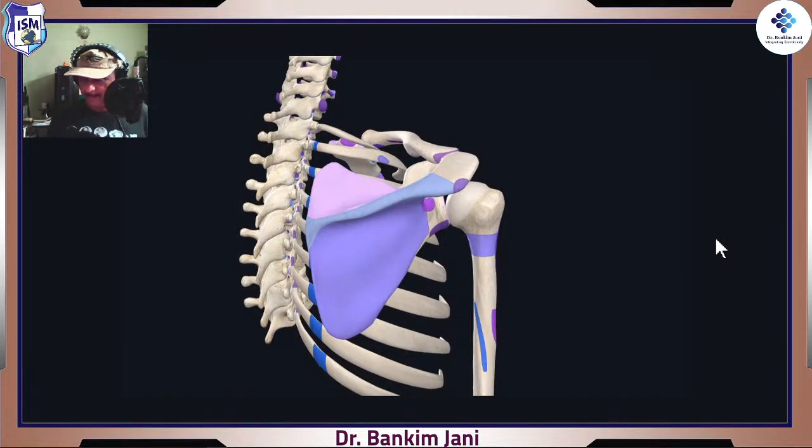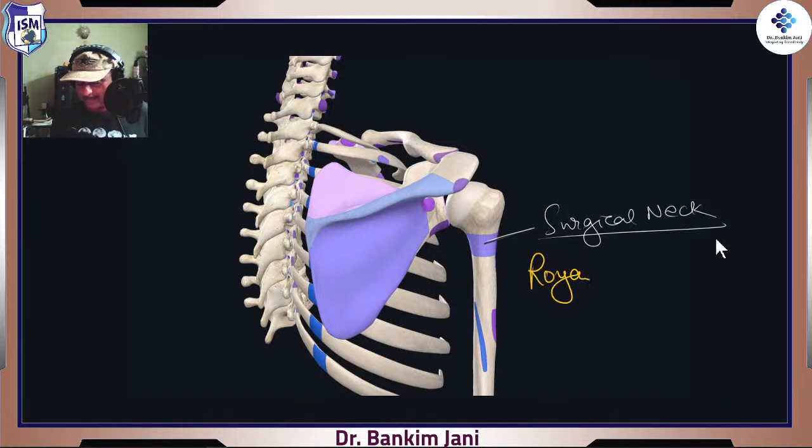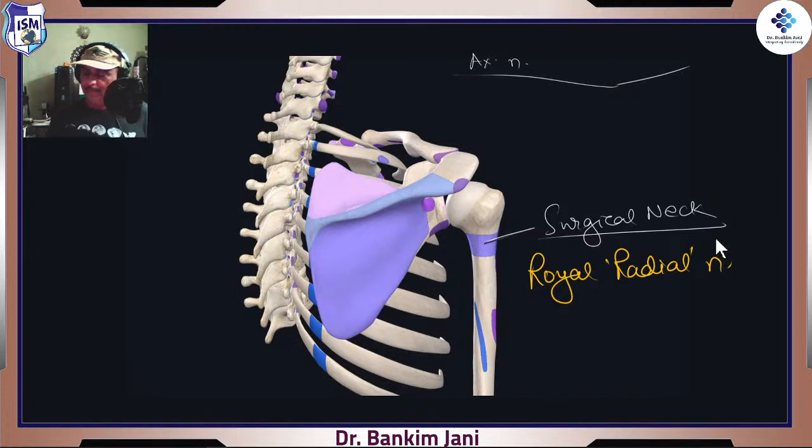Yes, now this is the surgical neck, right? Surgical neck. But here is our long awaited, our royal nerve. That was the radial nerve, right? Long awaited nerve. And we remember why: this was the posterior cord. The posterior cord was giving the axillary nerve, right? But this posterior cord gracefully continues as the radial nerve, right?